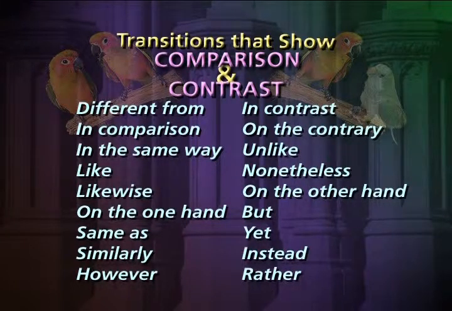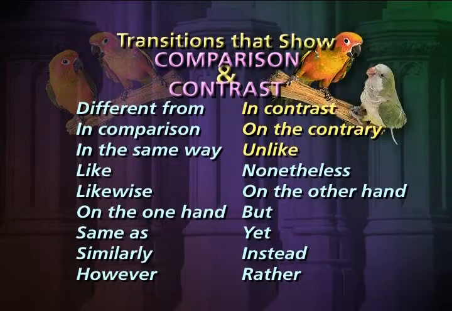Take a look at these and you'll see the ones that show how things are similar and you'll see the ones that show how things are different. For example, like, likewise, same as, and similarly show how things are similar. Whereas in contrast, on the contrary, unlike show how things are different. So you're going to choose the specific word that shows the relationship that you have established in your writing.